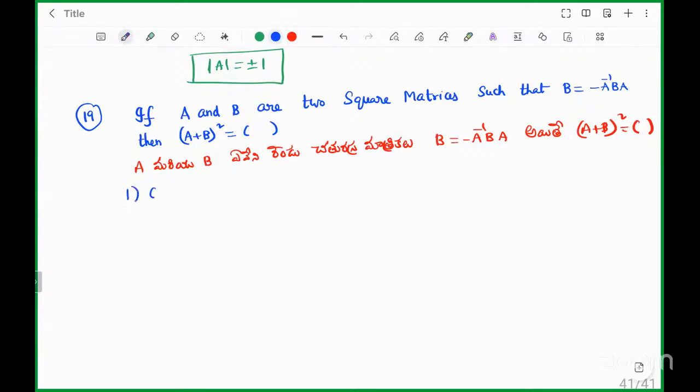Okay, let us try to figure it out. First option is 0. Second option is A square plus B square. Third option is A square plus 2AB plus B square. Fourth option is A plus B.